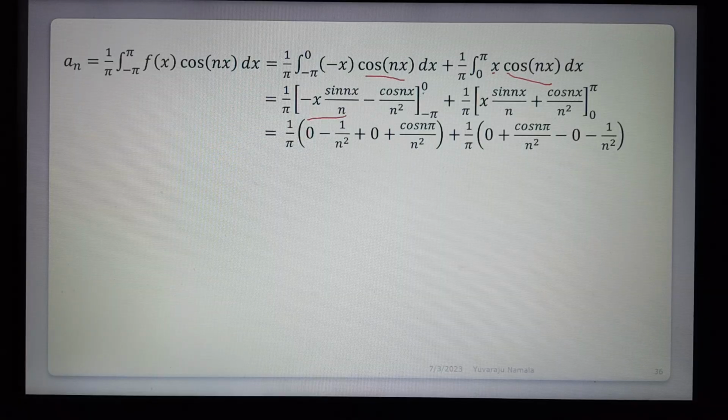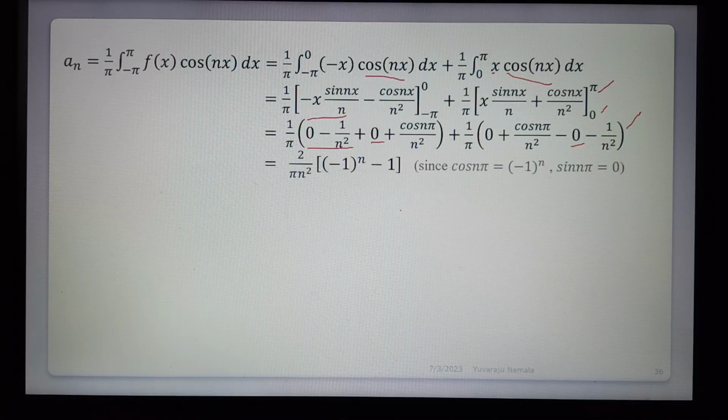Substituting the limits: for the upper limit 0, sin term is 0 and we get cos 0 = 1 over n². For the lower limit -5, sin nπ is 0, giving cos nπ/n². Next, 1/5 times, for the upper limit, sin nπ is 0 plus cos nπ/n², and for the lower limit 0, sin 0 is 0 and minus cos 0 gives 1/n². The simplification is 2/(5n²) times ((-1)^n - 1), since cos nπ = (-1)^n and sin nπ = 0.